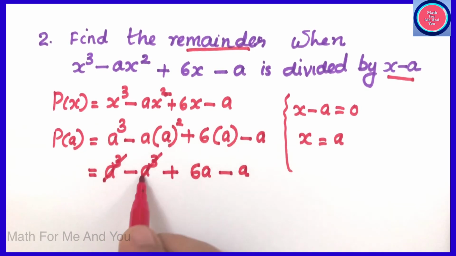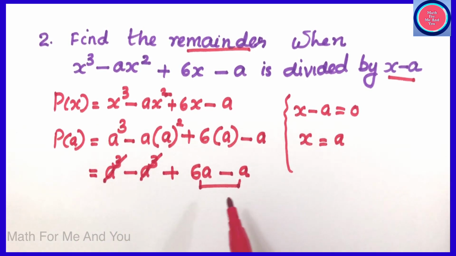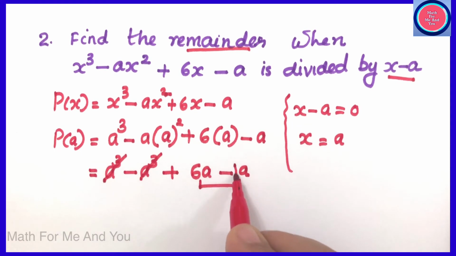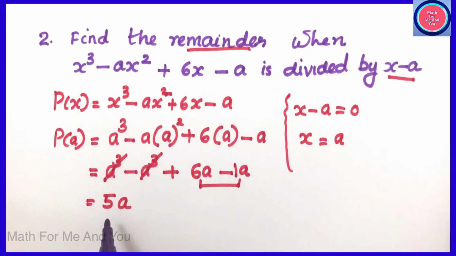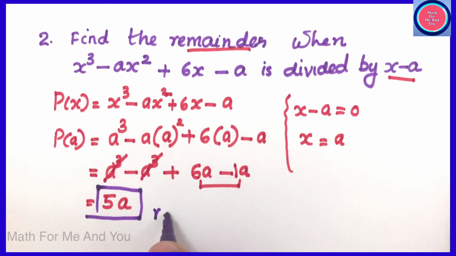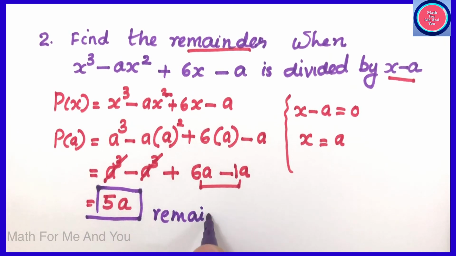A power 3 minus a power 3 cancel. Then 6a minus a is 1a. 6 minus 1, 5. We get 5a as the answer. So this is the remainder. What answer we get, that will be the remainder. We can write the remainder in this question is 5a.